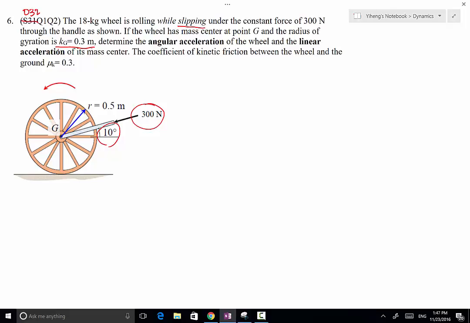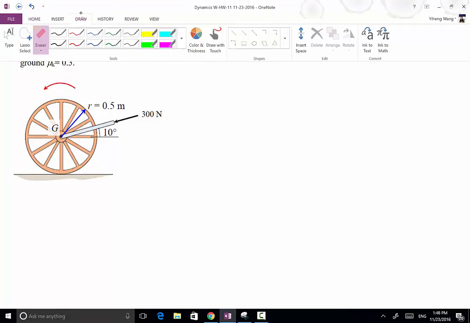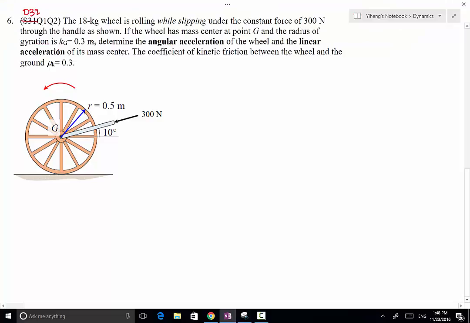We're given the coefficient of kinetic friction between the wheel and the ground. So for this problem, we actually do not need to make any kind of judgment when it involves friction, because we already know that the wheel is slipping. We are going to again start with the free body diagram.